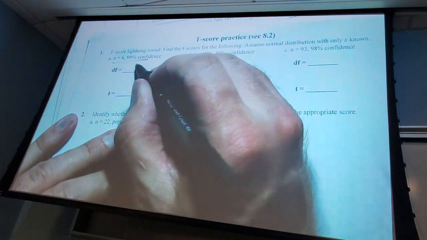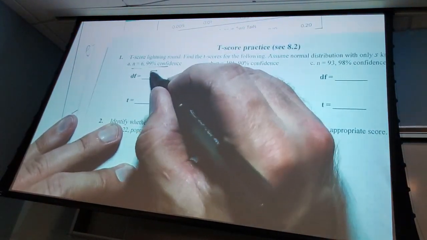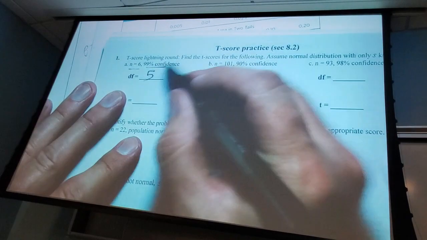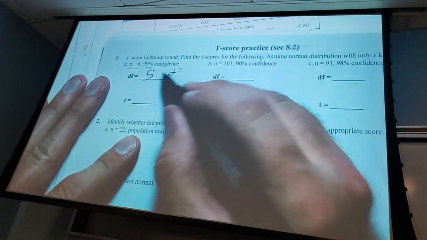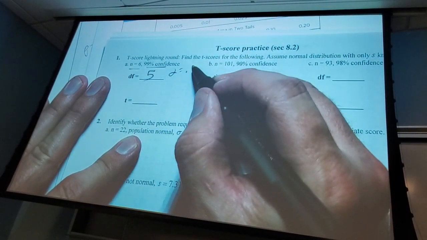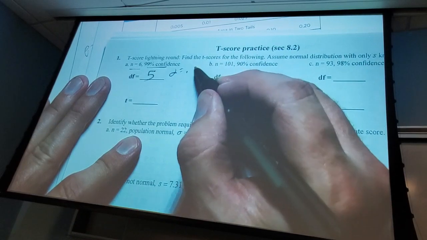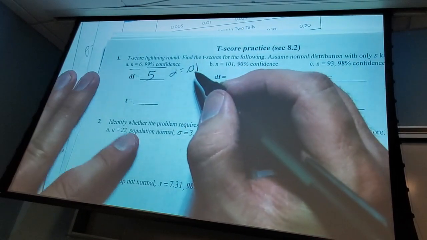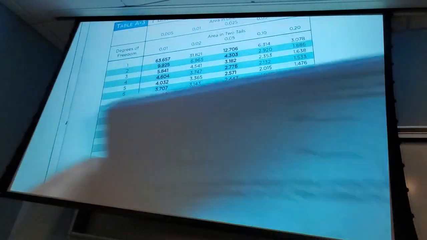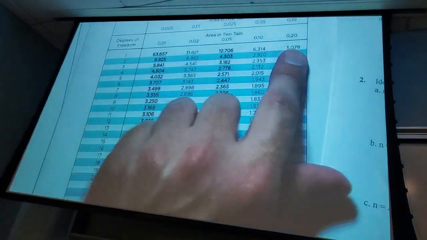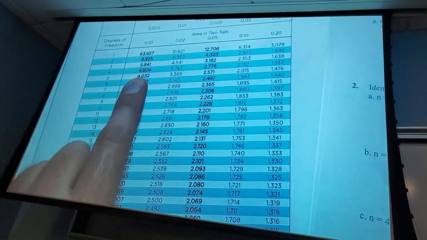So in part A, what's the degrees of freedom? 5. Good. N minus 1. What's alpha for part A? 0.01, right? So which column am I looking at? First one? And I'm gonna stop at 5.